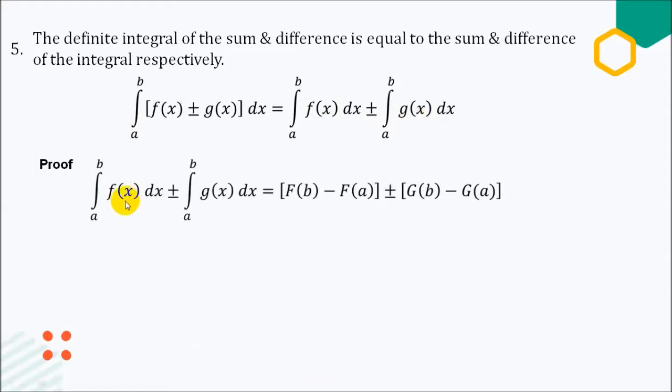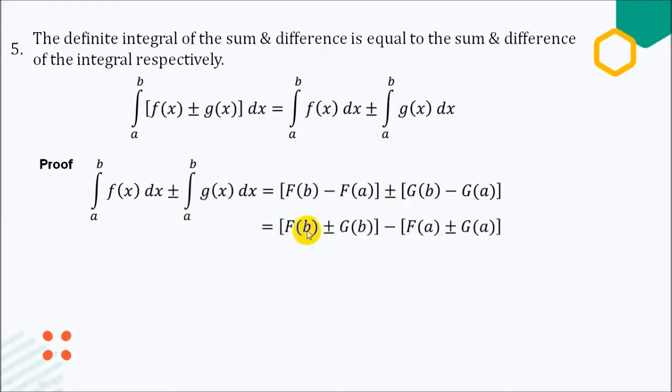If we have the integral of f(x) dx with the upper limit b and the lower limit a, we can use the fundamental theorem of calculus. We get F(b) minus F(a), and then plus or minus, and for g we substitute b and a using the fundamental theorem of calculus, we have G(b) minus G(a).